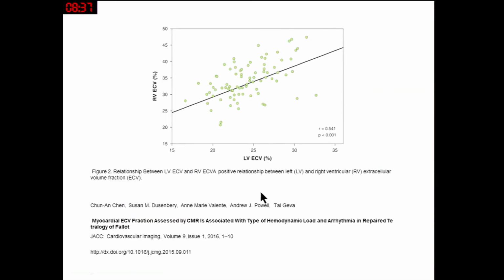Actually, there's some report about using this ECV concept for patient RVOT assessment: myocardial extracellular volume fraction assessed by CMR is associated with type of hemodynamic load and arrhythmia in repaired TOF. So it's just the beginning. We don't know how we can use this, and especially with the RV, checking the ECV is quite tricky. But anyway, we can use it on the LV side, and maybe assess the patient's myocardium, like transposition of the great arteries or CCTGA. We can measure the LV ECV and assess the fibrosis before the surgery.